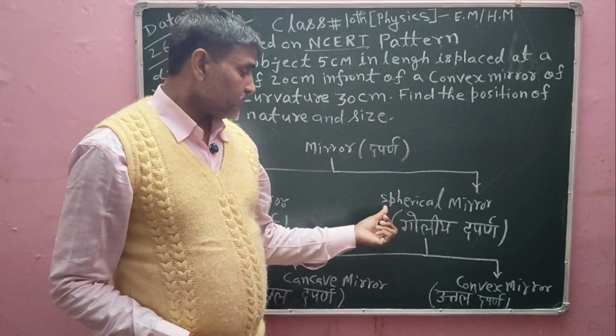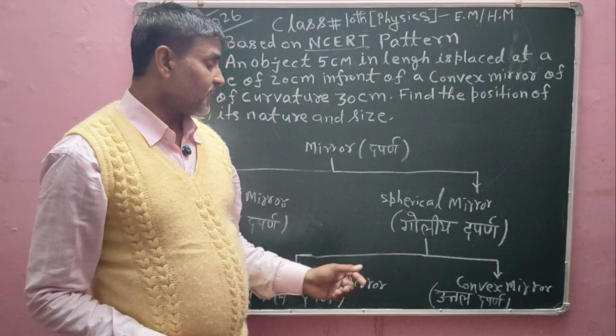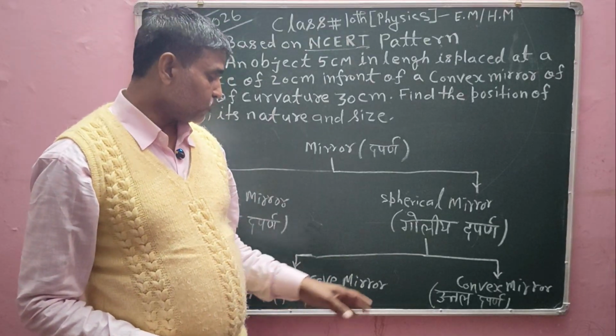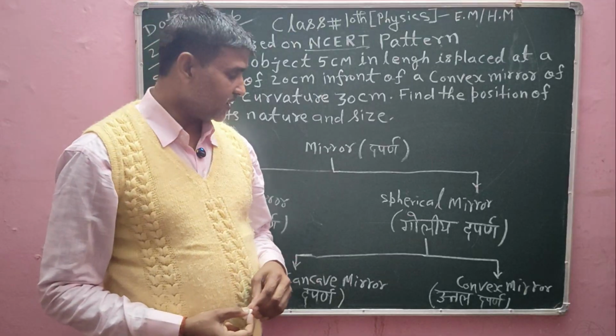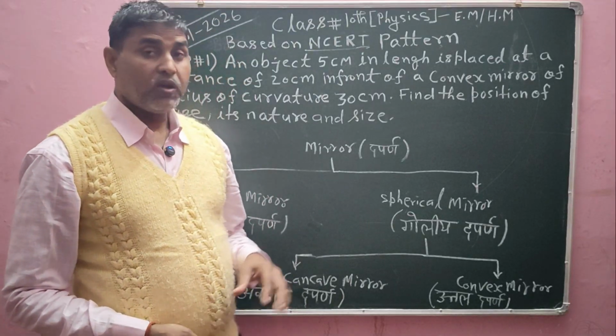The spherical mirror is used in vehicles like bus, truck, railway and so on for looking at the information of the back side of the vehicle.